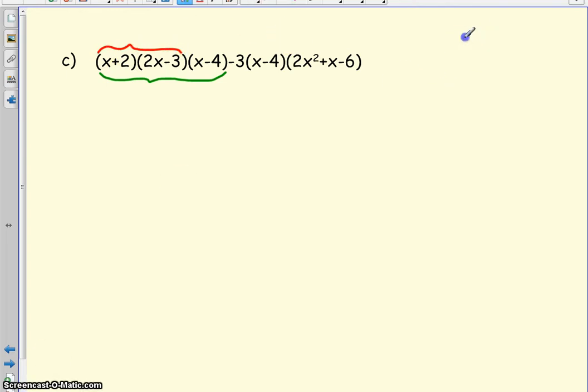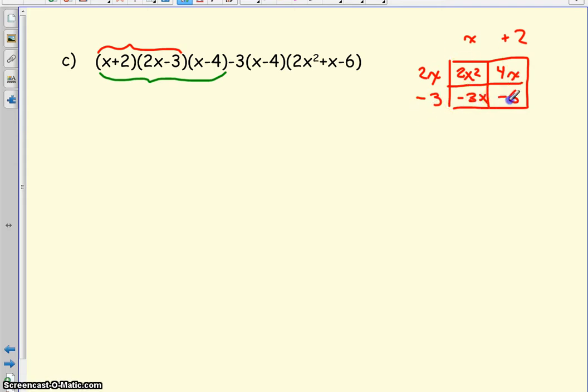Okay, so I have an array for x plus 2 times 2x minus 3. Okay, so let's start with that. So we're going to have 2x times x to give us 2x squared. By now we've probably become very good at these arrays. So here we're going to have 4x. Minus 3 times x is minus 3x, and minus 3 times 2 is minus 6.